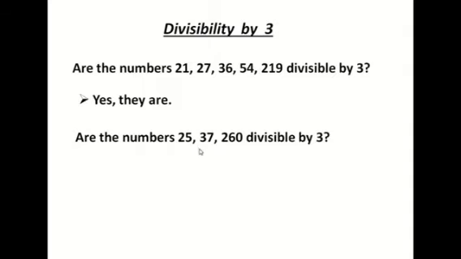Are these numbers like 25, 37, 260 divisible by 3? 25 is not divisible by 3. 37 is also not divisible by 3. 260, you just work out in your working column and tell me. These numbers are not at all divisible by 3. Okay. Now, if you look at the numbers that are divisible by 3 and those that are not, can you find any kind of pattern so that you can conclude that these are the numbers divisible by 3?